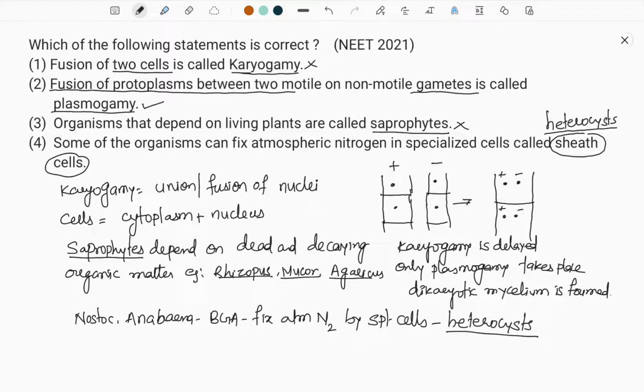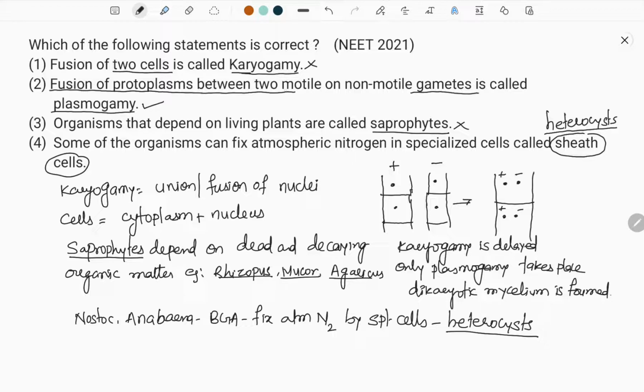where different aspects are questioned here. If you see karyogamy, the fusion of two cells, this is wrong. It is taken from sexual reproduction. Fusion of protoplasm between two motile or non-motile gametes, it is correct. It is taken from biological classification. Organisms that depend on living plants are called saprophytes. It is a general question. It's been taken from fundamentals of biology. And some of the organisms can fix atmospheric nitrogen. This is taken from blue-green algae, that is biological classification.